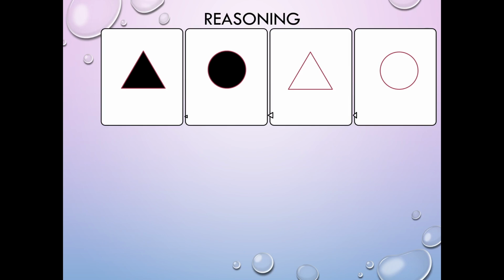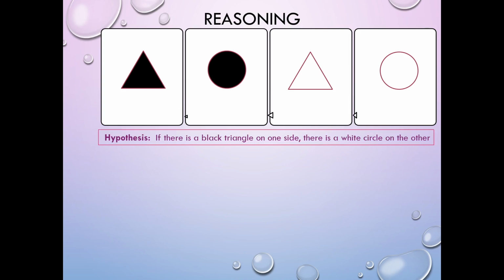What is unknown is what the color of the object on the other side is. So if you flip over the black triangle, you're definitely going to find a circle on the back, but you're not sure if it's going to be a black or a white circle. If you flip over the circle, it's going to be a triangle. You just don't know if it's black or white, and so on. So our hypothesis is that if there's a black triangle on one side, there's a white circle on the other side. Okay.